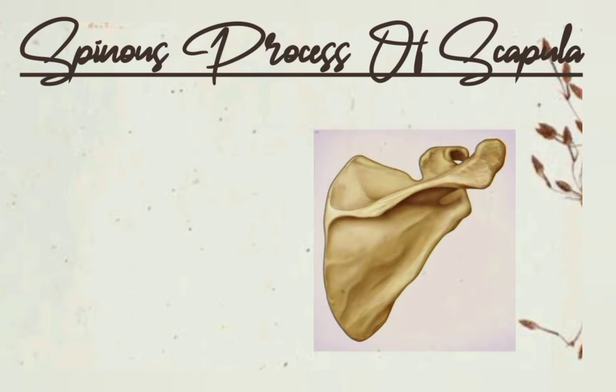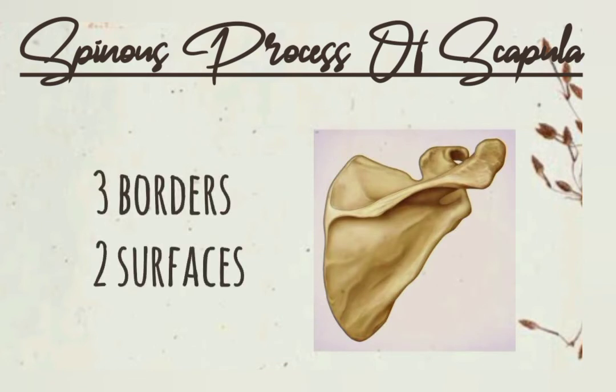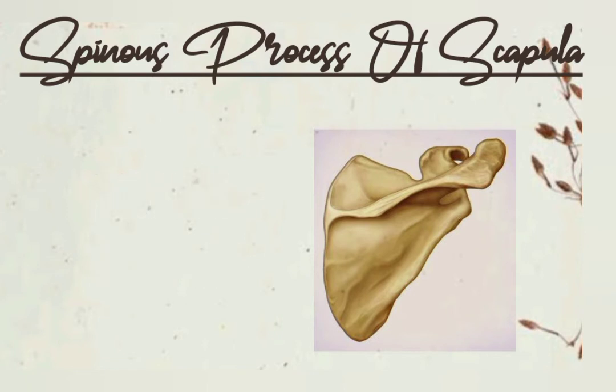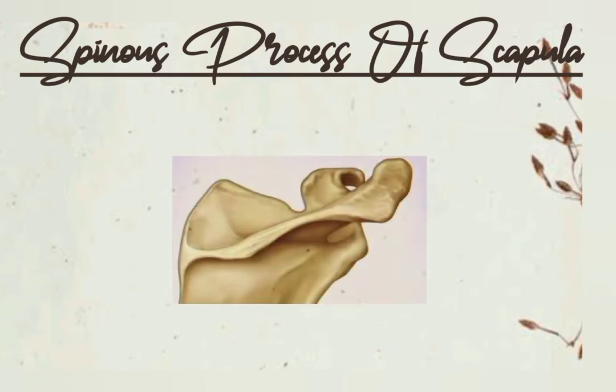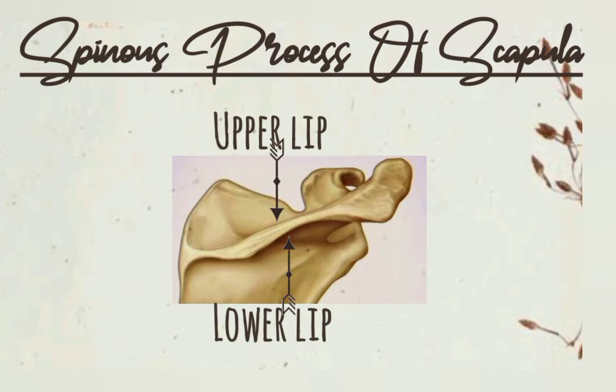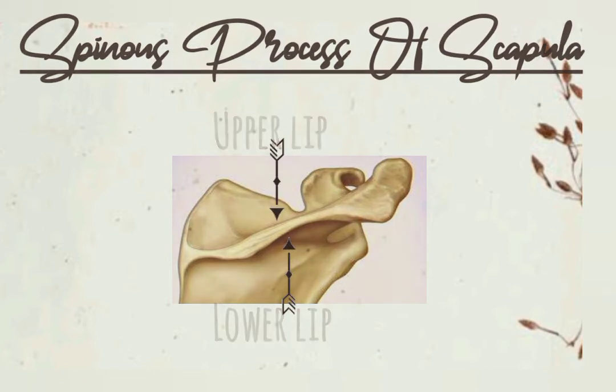As it is a triangular plate, it bears three borders and two surfaces. It divides the dorsal surface of the scapula into the supraspinous and the infraspinous fossa. Its posterior border is called the crest of the spine. The crest has an upper and a lower lip for the attachment of different muscles.